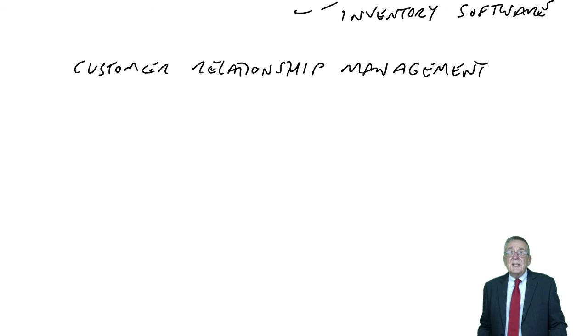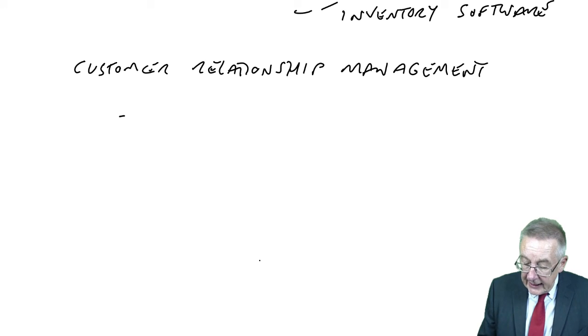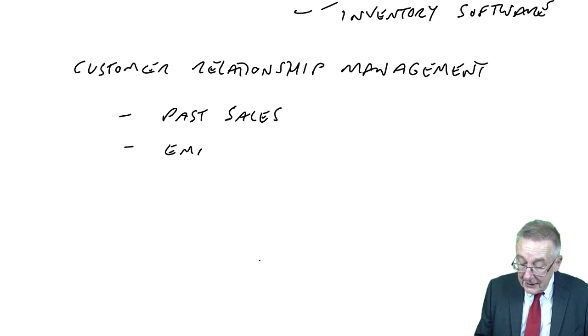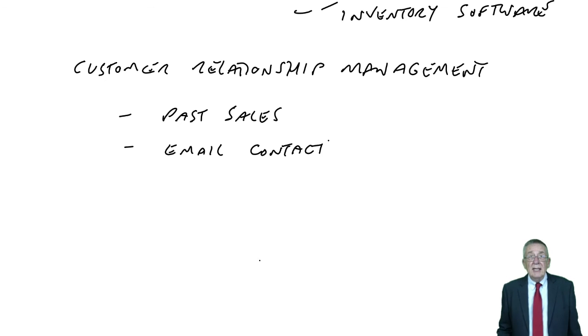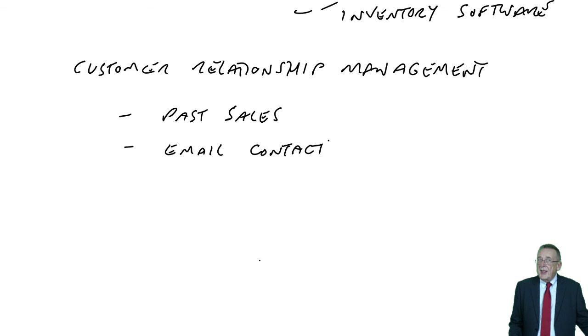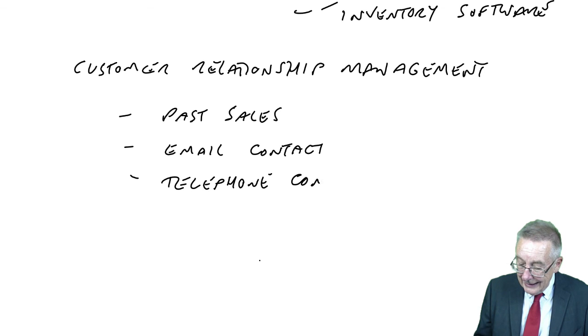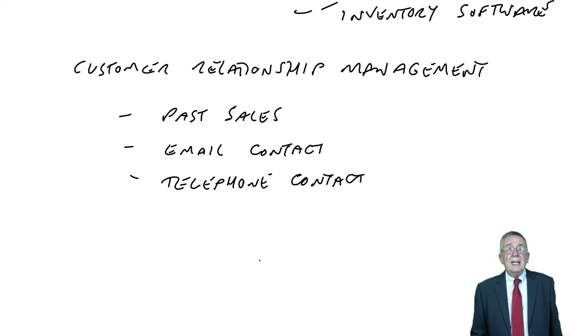We have a screen for the customer, and on that screen there'll be details of all the past sales. There'll be details of things like all email contact. You know, when did you last email them? It might give you alerts, so it's time to email the customer again and check they were happy with their last order. Are they going to order again? Details of all telephone contacts. Everything relating to the customer.